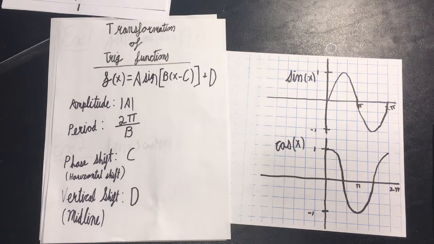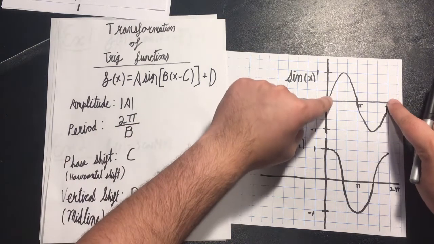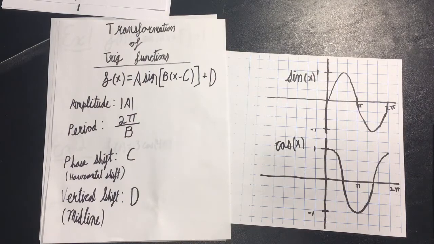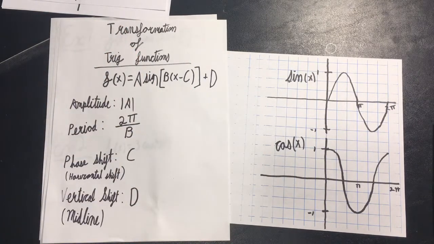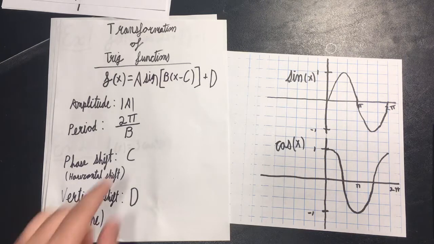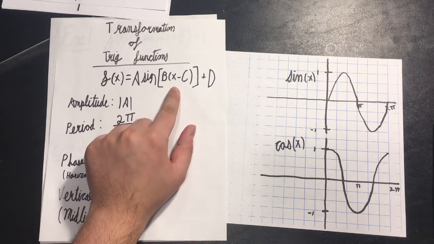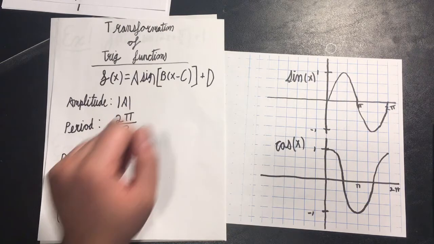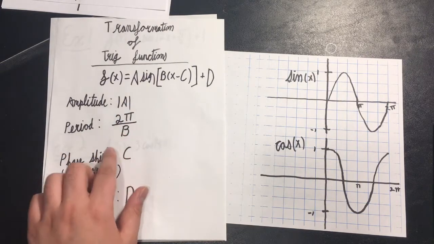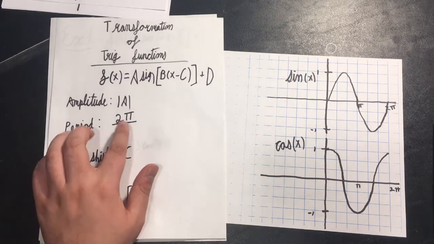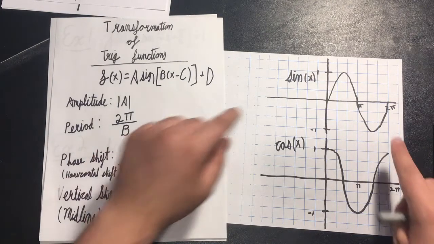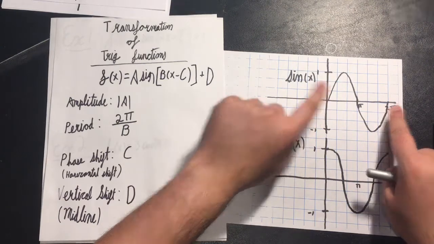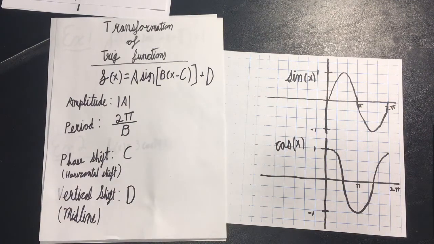The period, the distance it takes for it to complete one full cycle, will be determined by all the stuff inside the function. What you need to do is factor everything out so you isolate the x, and whatever number is out here, you take that and do this equation: 2 pi divided by that number b, making sure that b is a positive number. And that gets you how long it'll take to complete a full cycle.